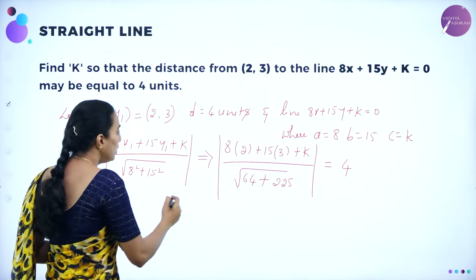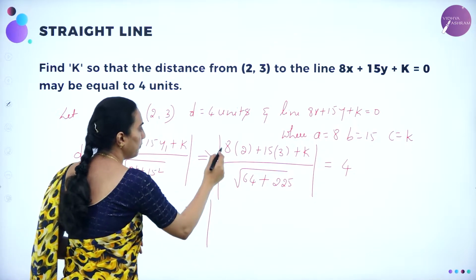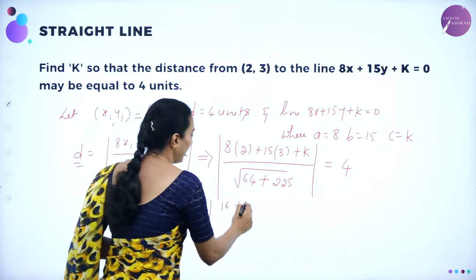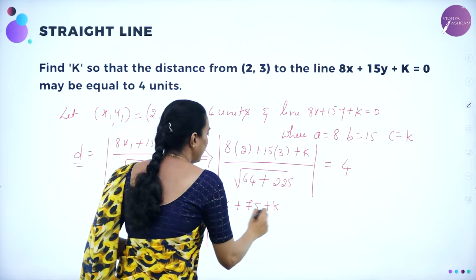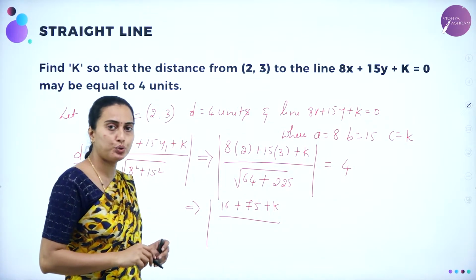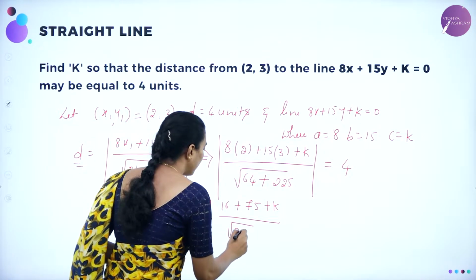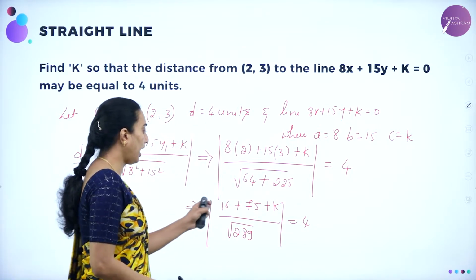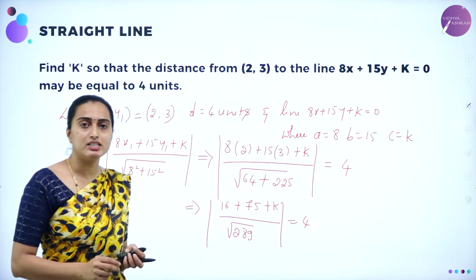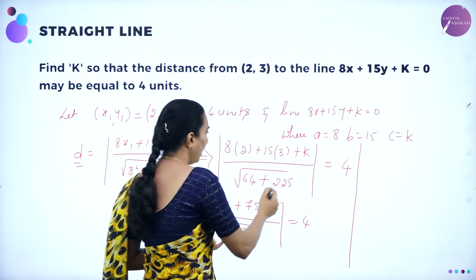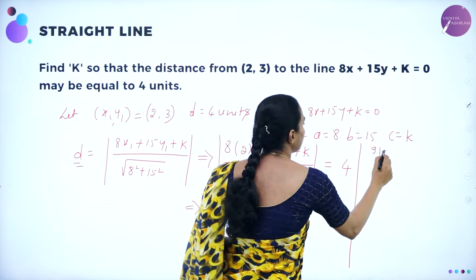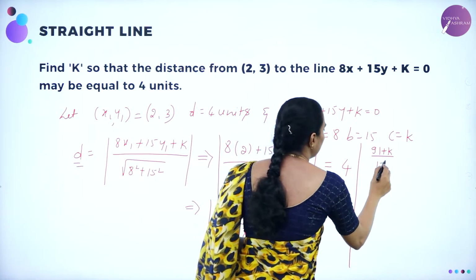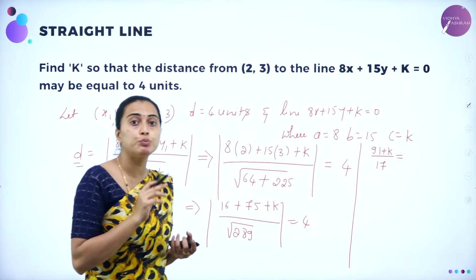I am substituting that, which implies you can multiply: 8 2s are 16 plus 15 3s are 75 plus k, divided by square root of 64 plus 225, which is square root of 289, which will be equal to 4. Now you can add this up, and you are going to get 91 plus k divided by square root of 289, which is 17. If you remove the modulus symbol dears, it will become plus or minus.